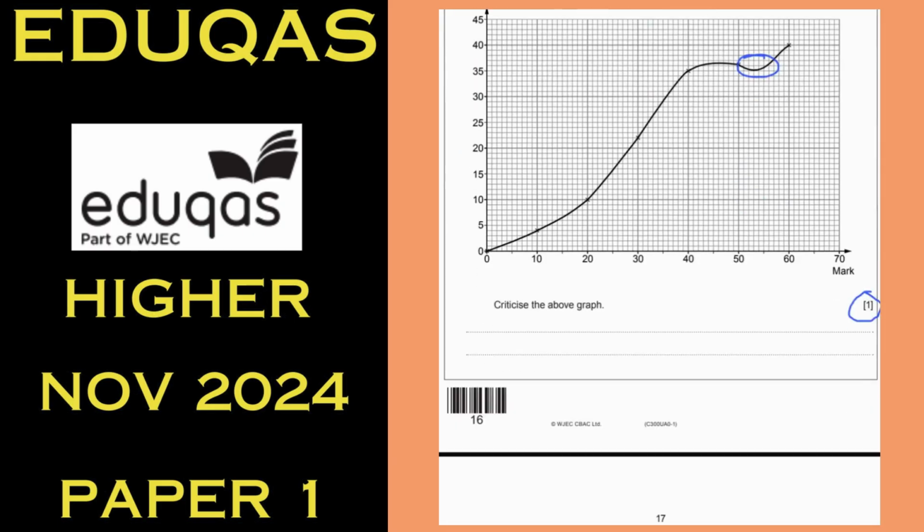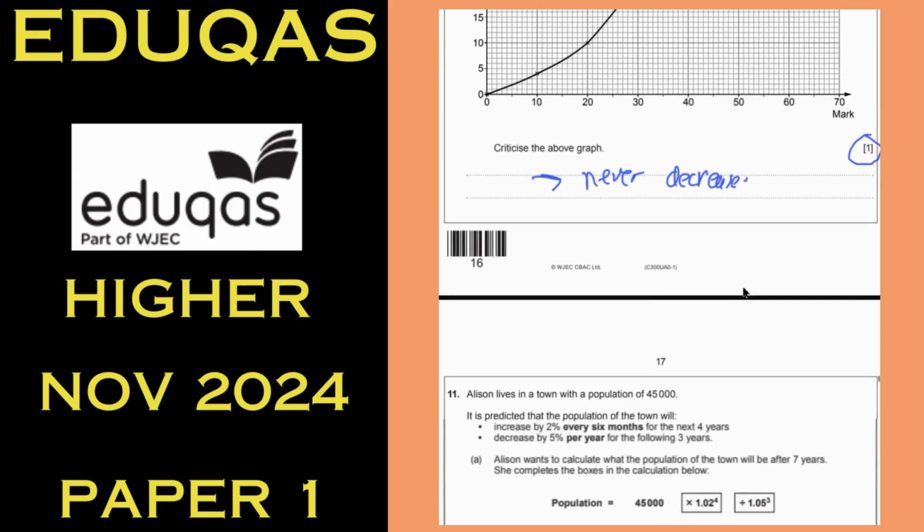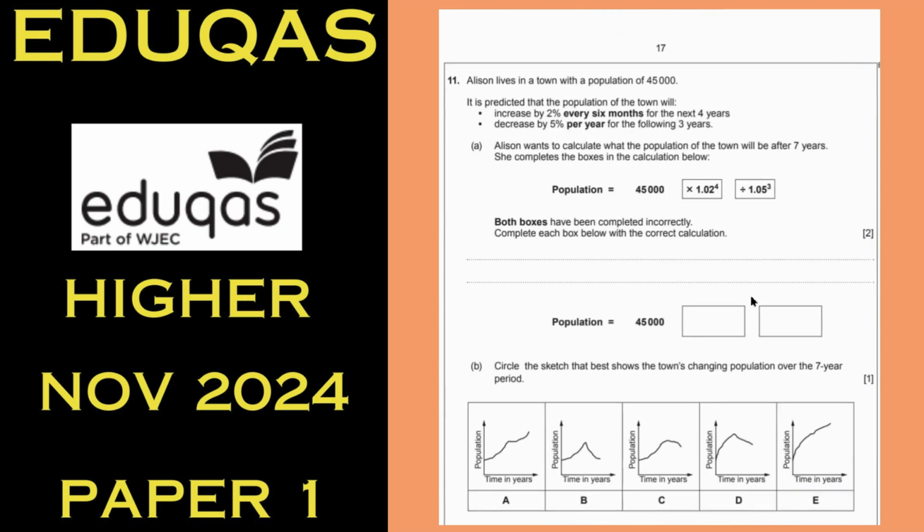Criticize the above graph. Make that statement. I would write cumulative should never decrease. Again, any words to that effect will pick up that 1 mark. Number 11. More waffle for very few marks. Alison lives in a town, 45,000. Prediction, increase by 2% every 6 months, and that's in bold. Must be important. For 4 years.